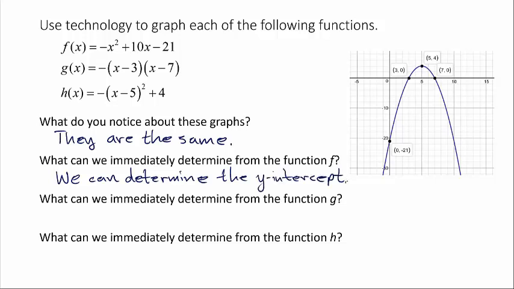Okay. What can we immediately determine from the function g? Okay, so essentially g is the factored form of f, right? So in that factored form, if we let g of x be 0, then we know that either x minus 3 is 0 or x minus 7 is 0. And that gives rise to the x-intercepts, right, when we solve each of those. So the x-intercepts are 3 and 7. So we can easily see that in the factored form. So I would say we can determine the x-intercepts.